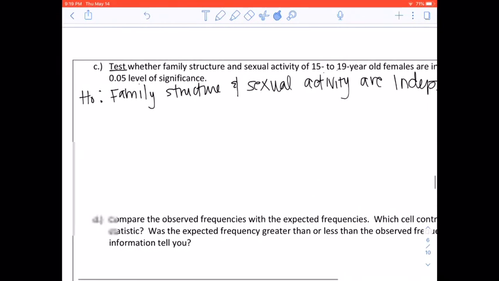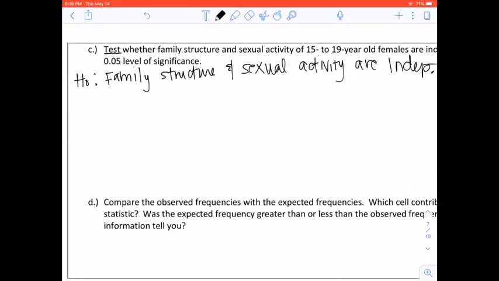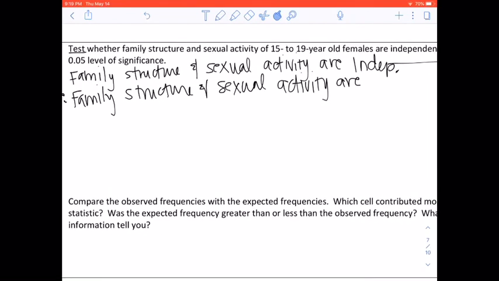And then our alternative hypothesis, H1, is going to be identical to this except for instead of it being independent, they're going to be dependent. So family structure and sexual activity are dependent. Another word you can use is not independent, but I'll say are dependent.